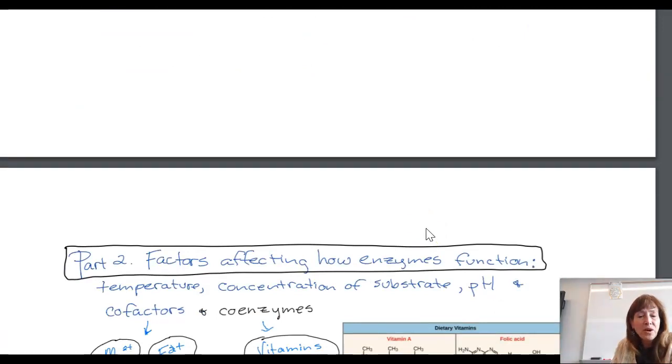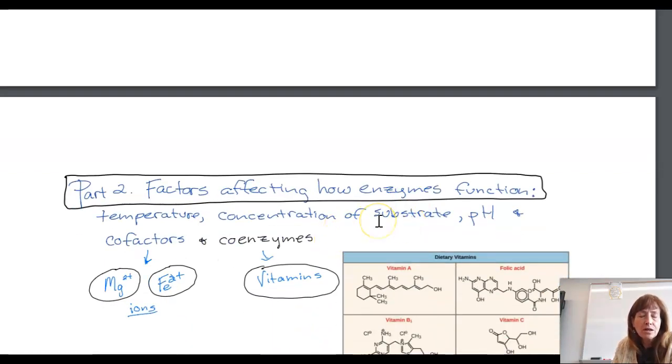Part two: what things are going to affect how enzymes function? Looking at it from the environmental standpoint, by environmental I mean inside your body or inside an organism's body. We know that enzymes are very specific in terms of their shape. They're proteins, so shape is really important, and certain things can affect their shape. Temperature, concentration... actually, sorry, concentration doesn't affect their shape. That's just another factor. pH would affect their shape. So temperature and pH would be the two main ones that could change the shape of an enzyme.